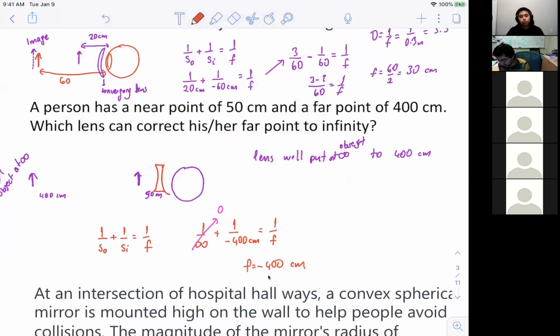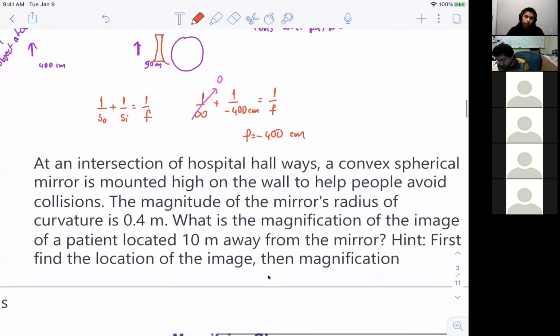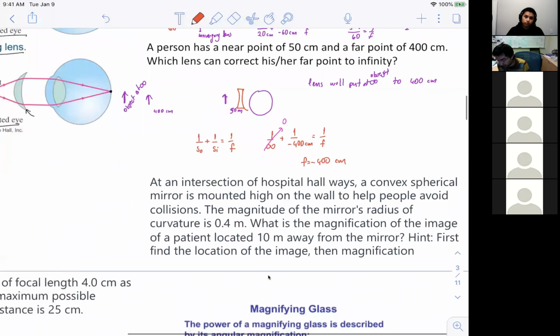Okay. And we have another question. At an intersection of a hospital hallway, a convex spherical mirror is mounted high on the wall to help people avoid collisions. Like in some trucks, convex mirrors are used to be able to see large areas. It forms a smaller virtual image behind the mirror. The magnitude of the mirror's radius of curvature is 0.4 meters. What's the magnification of the image of a patient located 10 meters away?